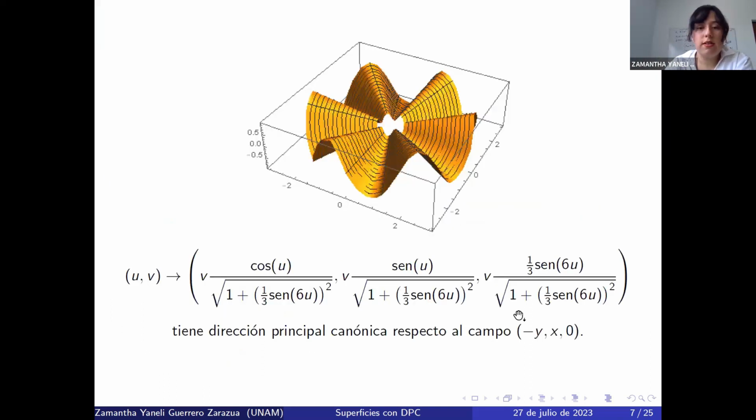So here is another option where we have a canonical principal direction surface where it has that property with respect to the vector field (minus y, x, 0). So we have a little, let me see if I can draw on this. This won't be useful.